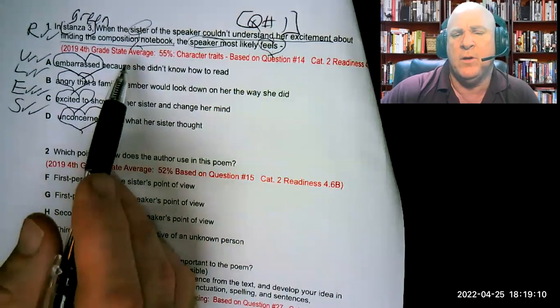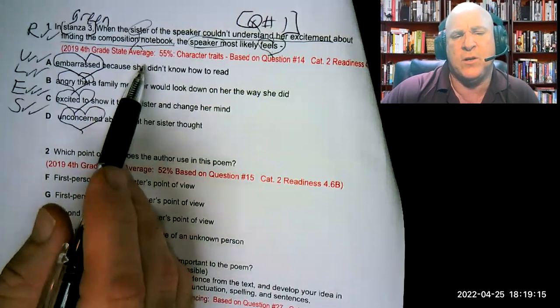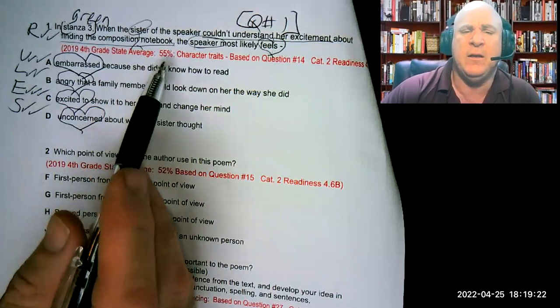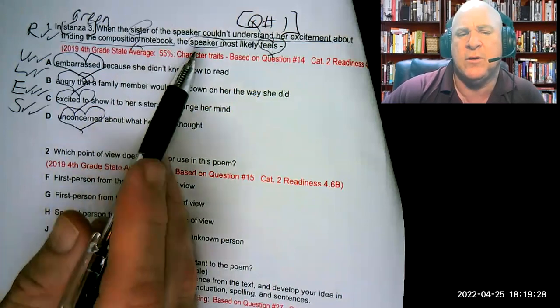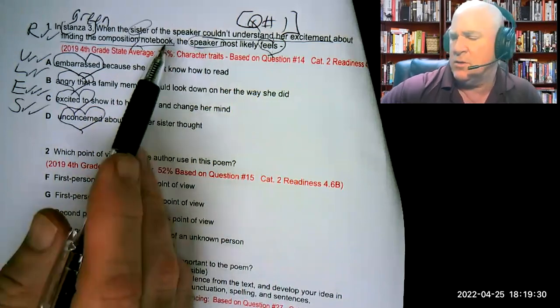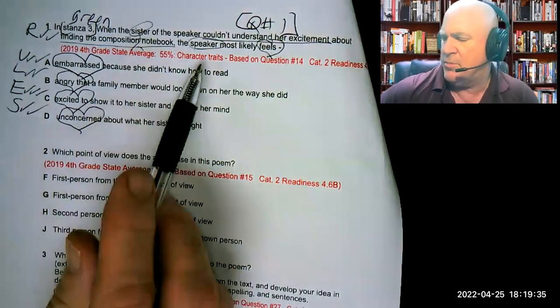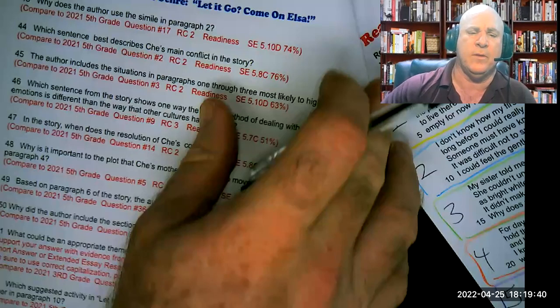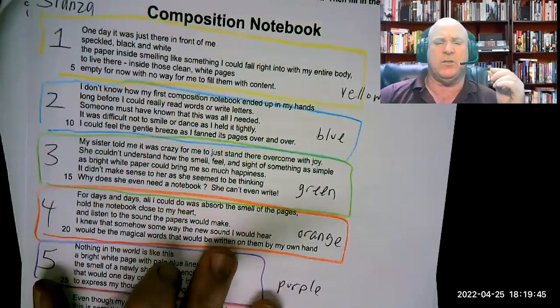This is from question number 14 on the fourth grade test. It got a 55% correct. Barely more than half of the kids were able to analyze the feelings of possibly the correct character, not the first character that's mentioned, the sister. So we're trying to find out about the speaker's point of view. As we read it, see the yellow, the blue, and the green. I'm going to try to read just the green.